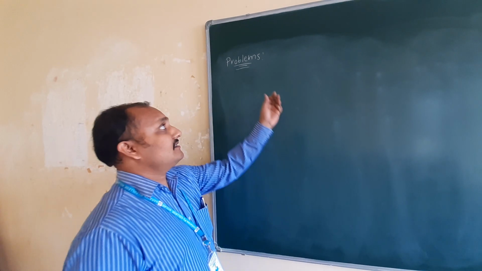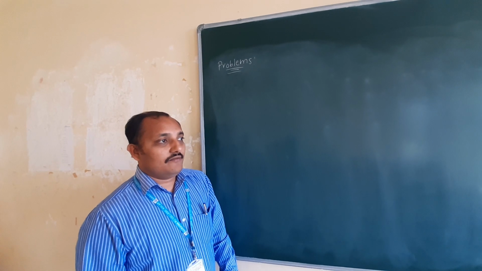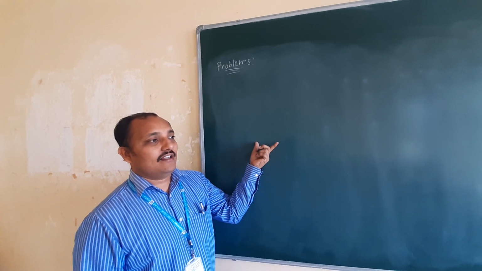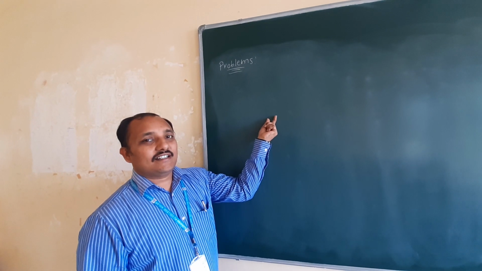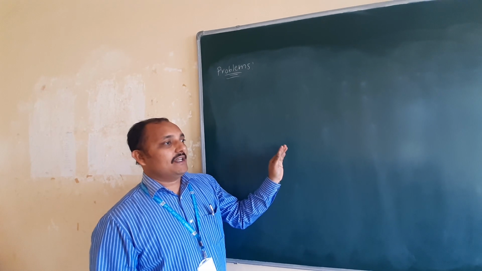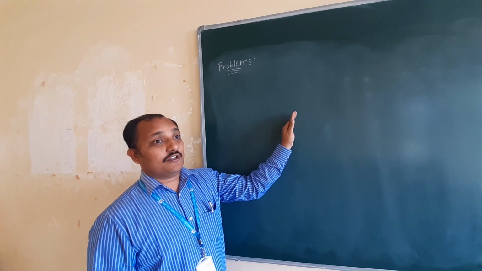In previous sessions we discussed problems on potential. In the first problem, two charges were placed at two corners of a triangle, and we found the resultant potential at the third corner. In the second problem, three charges were placed at three corners of a square and we found the potential at the fourth corner.